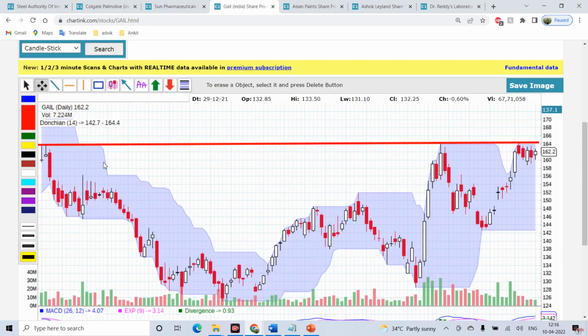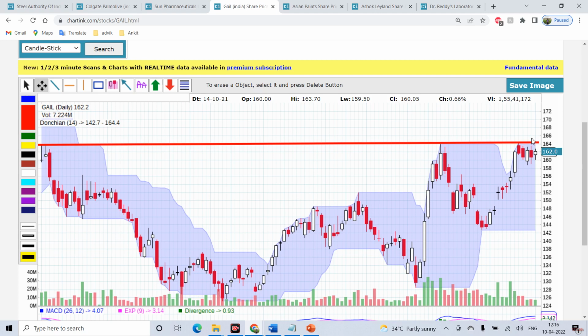Another one, GAIL, Gas Authority of India. If you look at 9-month data, there's a top here, another top here, a third top here, and a fourth top here, and it's trying to hit this particular top again, and there are a lot of candles made near the top. So I cannot say for sure, it can go in any direction, but there are higher chances that the trade may go to the upside.